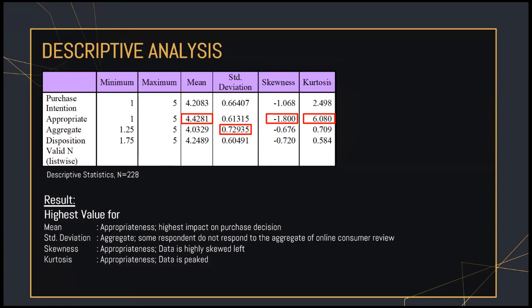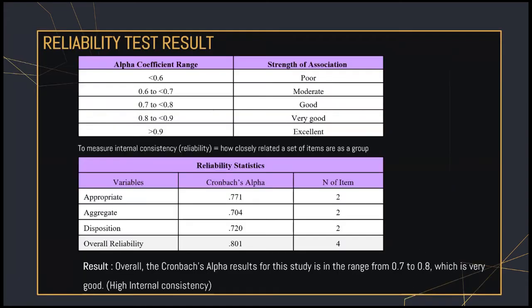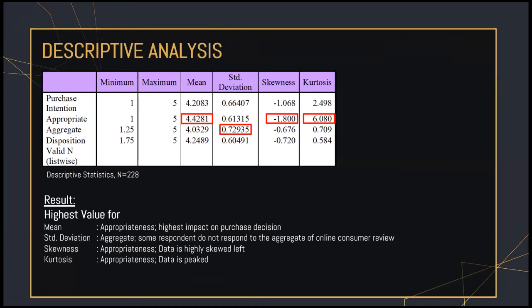From the analysis, appropriateness has the highest mean, which you can see in the red box, which means it has the highest impact on purchase decision, whereas aggregate has the highest standard deviation, which shows the data is more dispersed around the mean, meaning that some respondents don't respond to aggregate. Appropriateness also has the highest value of skewness, and most of the data is lying on the left. And lastly, for kurtosis, appropriateness has the highest value, which shows that the data is peaked. Both of these suggest respondents respond greatly to appropriate online reviews.